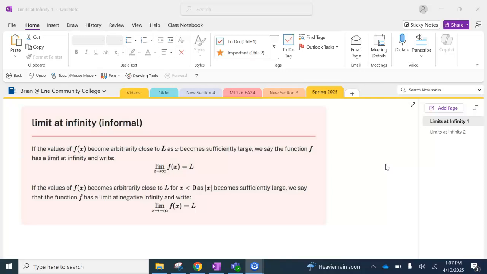We're talking about the limit of a function if it gets arbitrarily close to a fixed value. We're going to write the limit as x approaches infinity or x approaches negative infinity of your function is going to equal that fixed value.